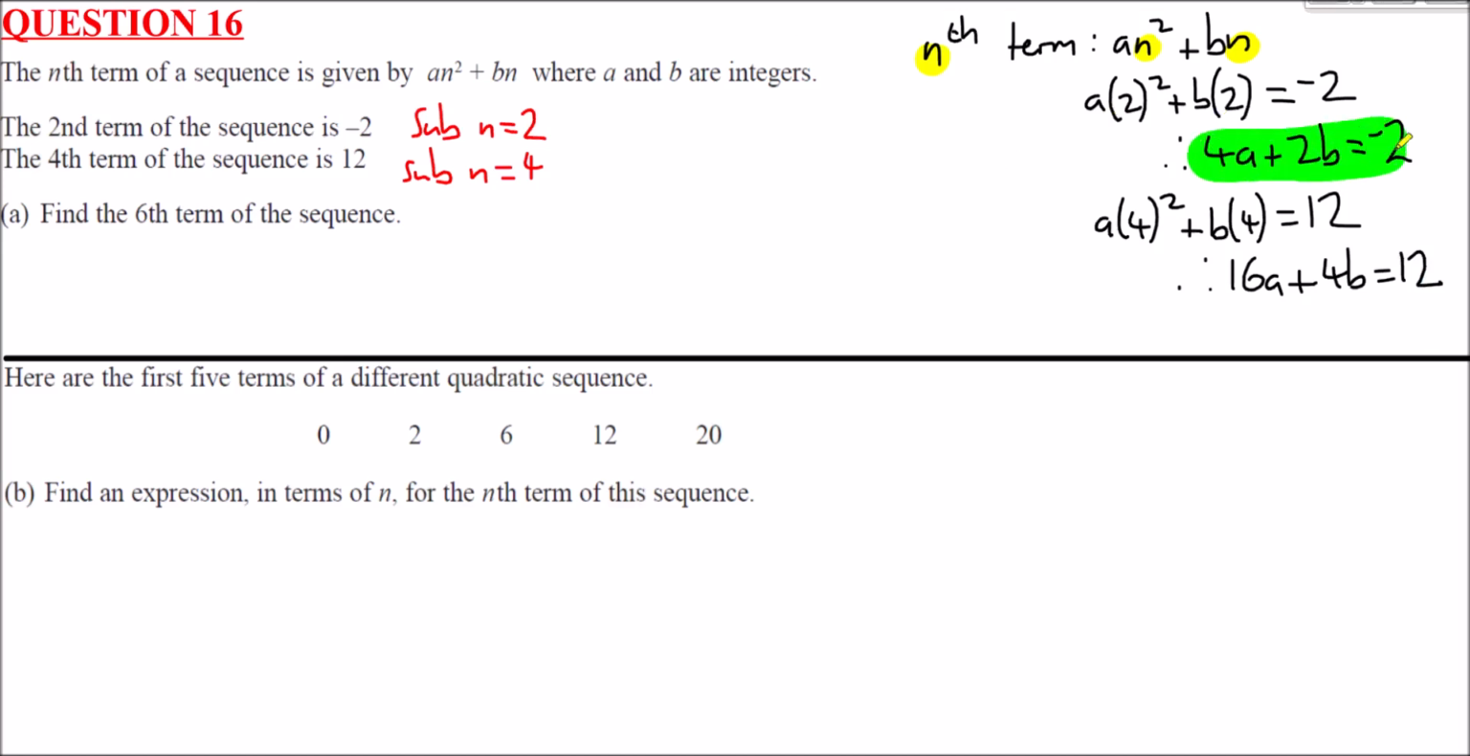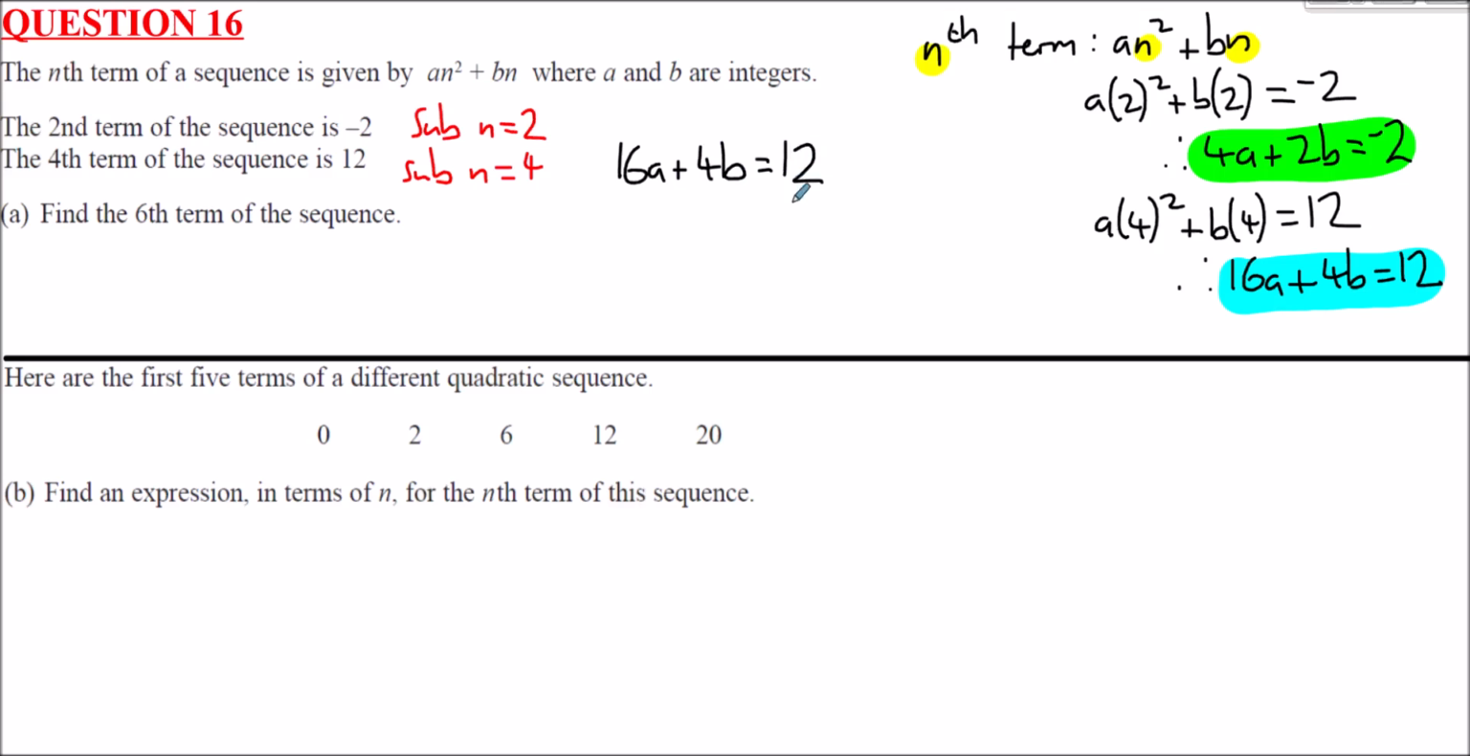So I've got 4a plus 2b equals minus 2. I've also got 16a plus 4b equals 12. So what I'm going to do here, I'm going to put them next to each other in any order, and I'm going to think about solving them. I'm going to put this blue one here at the top. So I'm going to put that here, 16a plus 4b equals 12.